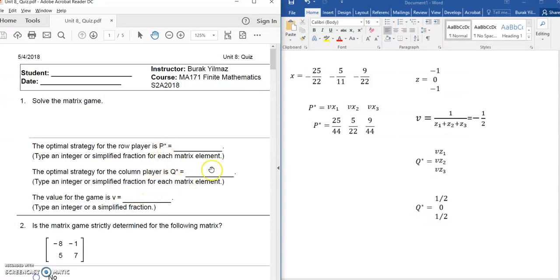And then P star and Q star, you just multiply each one of these X entries and Z entries with -half. So multiplying this one by -half would give you 25 over 44, this one 5 over 22, and this one 9 over 44. So this is the optimal strategy for the row player, P star, this matrix right here. And then the optimum strategy for the column player is multiplying each one of these entries by -half, which would give you +half, 0, +half. So it's half, 0, half. That's the optimal strategy for the column player, Q star. And that's question number 1.